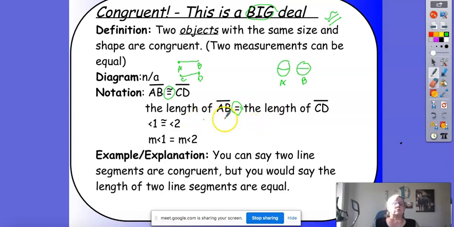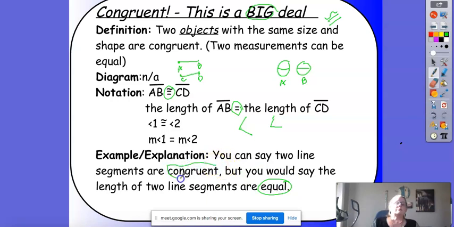When I'm talking angles, if I just have two angles here, I could put one over here. I could say those two angles are congruent. But I didn't tell you what the measurement in degrees was. Now, if I say the measure of angle 1 is equal to the measure of angle 2, I'm telling you the degrees. I could say this is 40 degrees, this is 40 degrees, and the measurements are the same. You can say two line segments are congruent, but you would say the lengths of two line segments are equal.